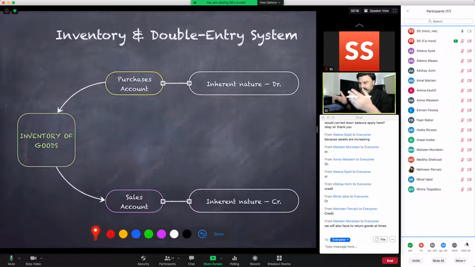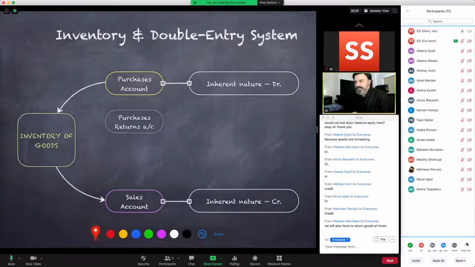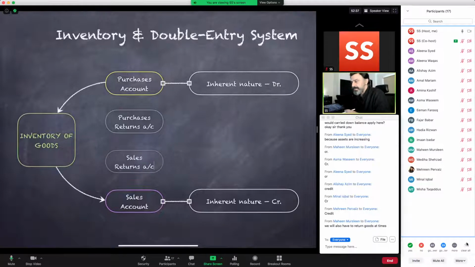Yeah, but the question remains valid, Mahin. Mahin says that we will also have return of goods. Yeah, but the point is why can't we have one account? We will. Chalo, let me introduce the returns here since Mahin has mentioned it. There are two further possible movements of inventory. One is what we call purchases returns, and the other one is what we call sales returns.